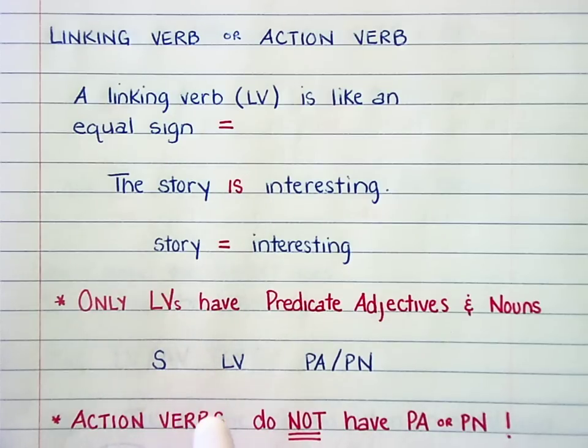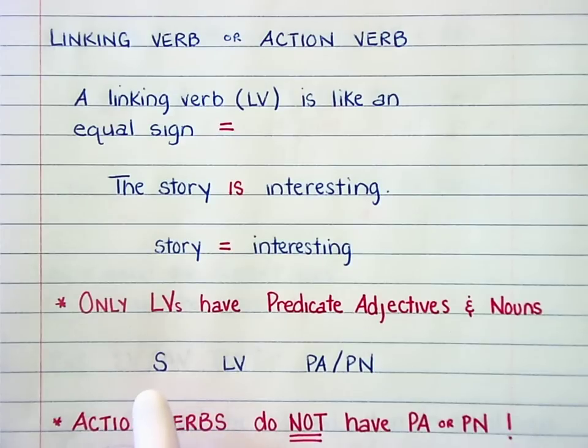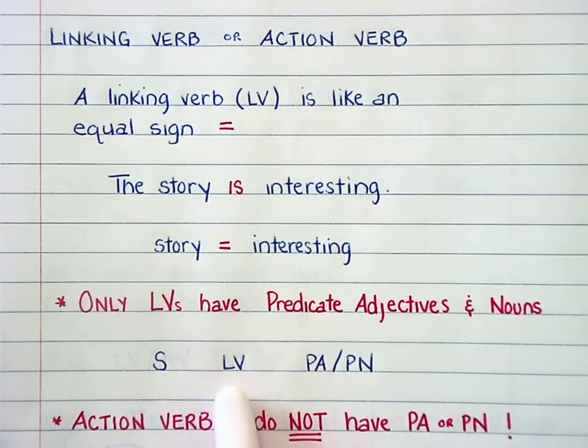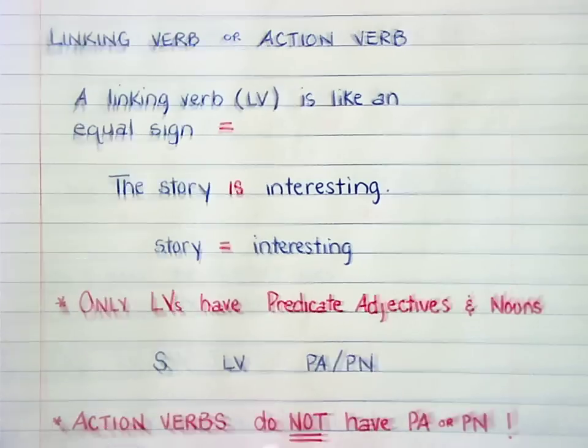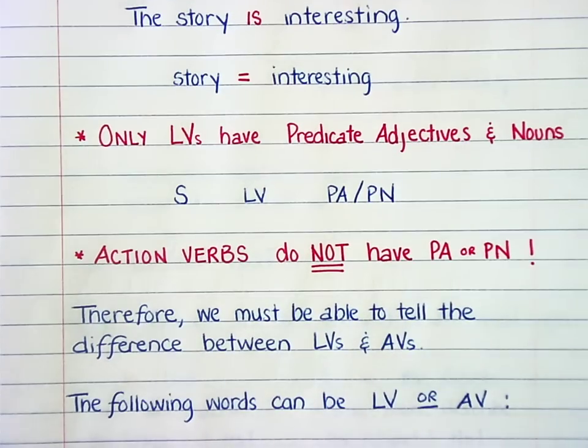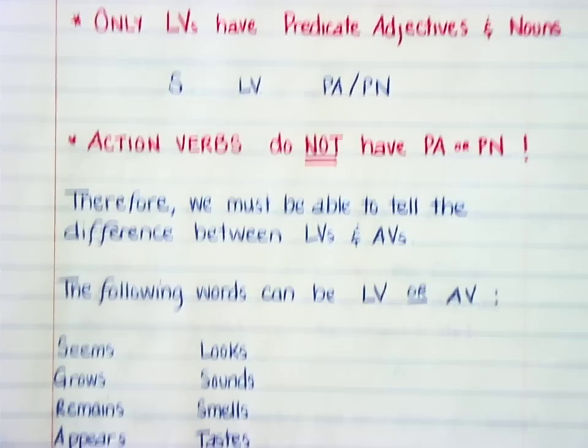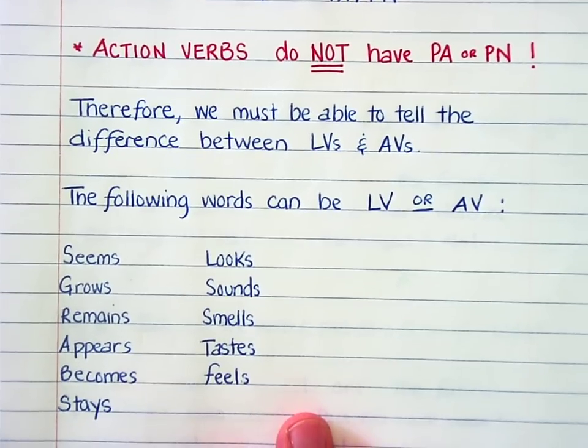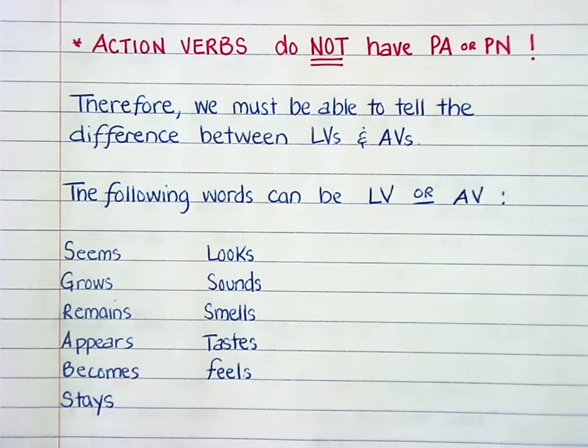Remember, only linking verbs have predicate adjectives and predicate nouns, so every sentence that has a linking verb will look like subject, linking verb, and then the predicate adjective or predicate noun. Action verbs do not have predicate adjectives or predicate nouns. They have something else. Therefore, our goal is to distinguish between linking verbs and action verbs. Remember, these are the words that we're looking for: scrabs and the five senses: look, sound, smell, taste, feel.